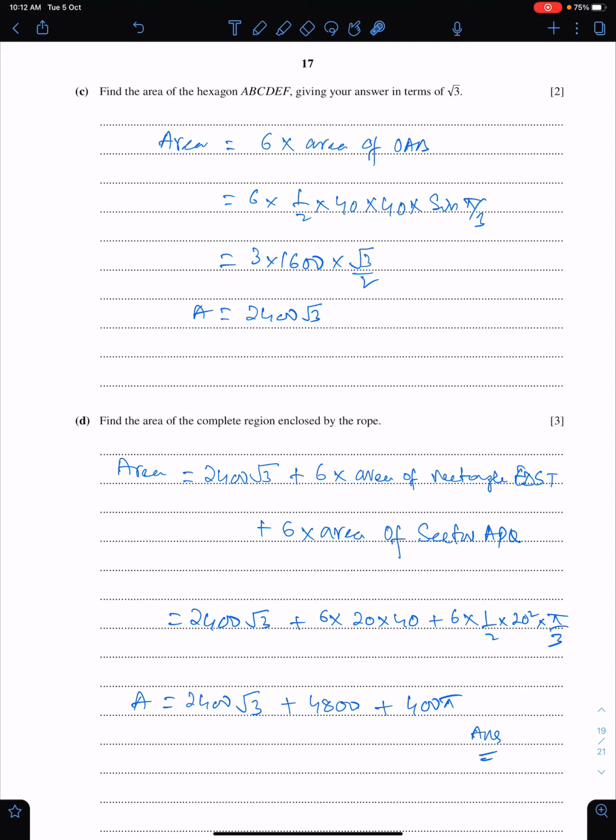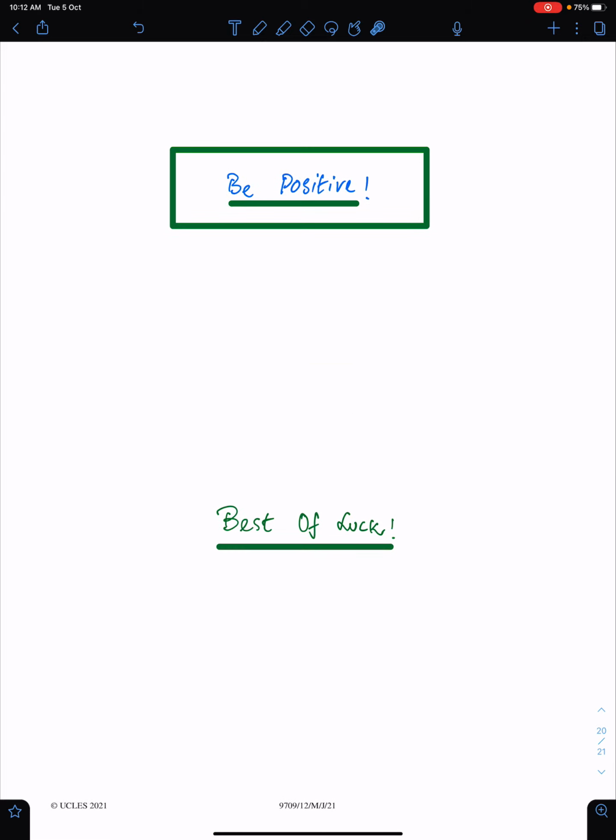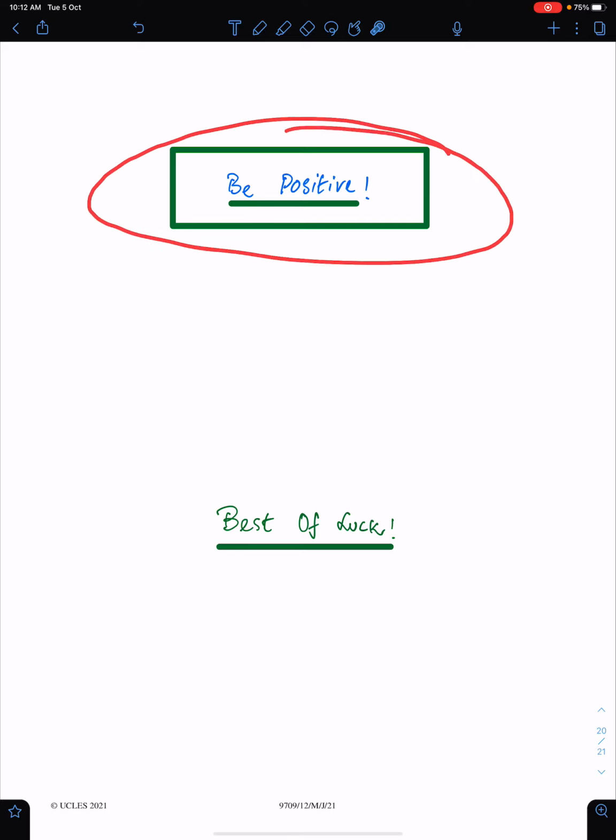Part C and part D. This question is important. A lot of calculations were involved in the solution of this question. Well, an important advice for me and for everyone: we must be positive.